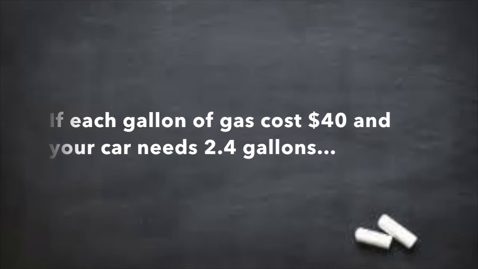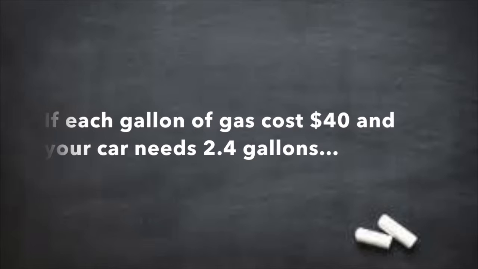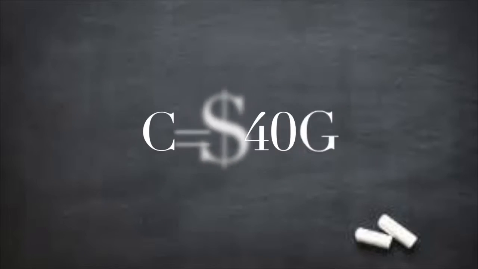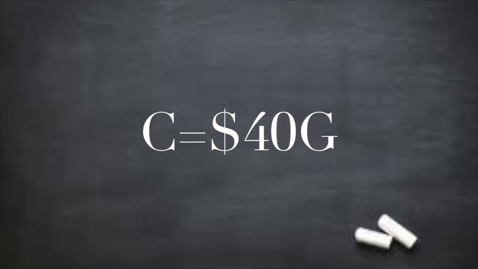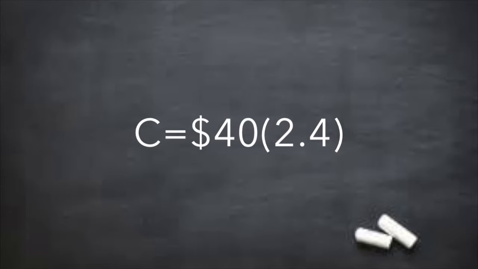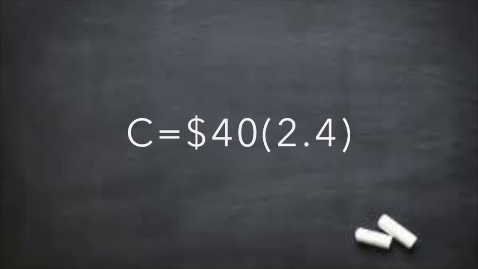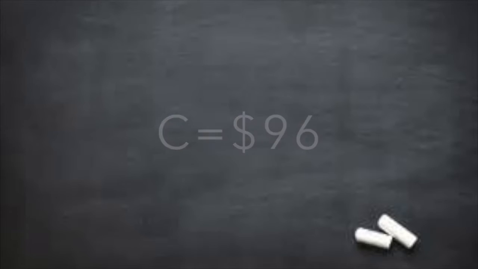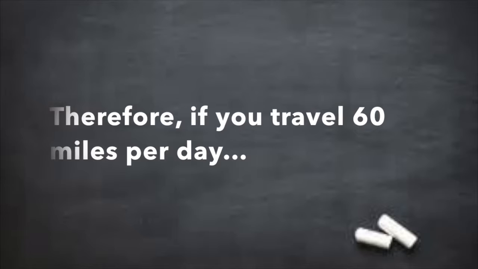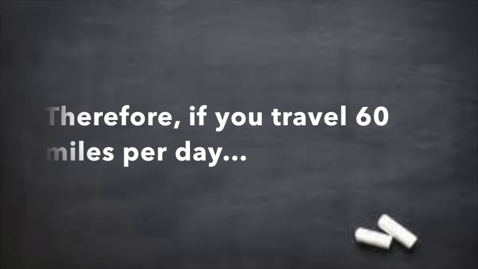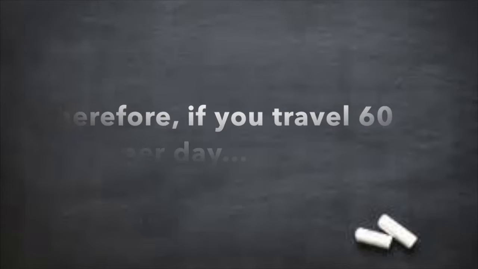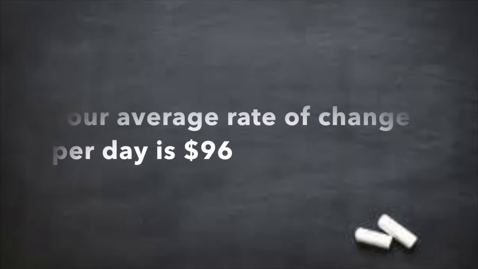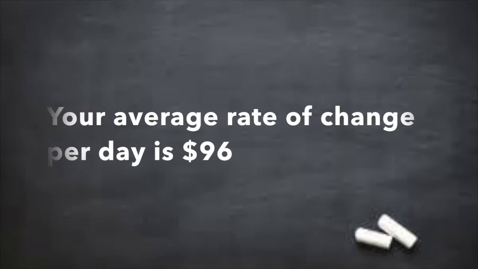So if each gallon of gas costs $40 and your car needs 2.4 gallons per trip, we can set up the linear equation of C equals 40G, where C is the total cost and G is the amount of gallons. So if I need 2.4 for each of my trips, I plug that in for G, and I find that my cost is $96. Therefore, if I'm traveling 60 miles per day, the total cost, or the average rate of change, will be $96 per day.